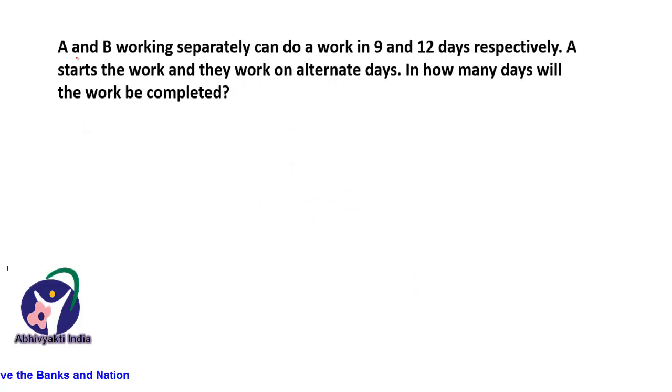The next question is, A and B working separately can do a work in 9 and 12 days. A finishes the work in 9 days. B finishes the work in 12 days. A starts the work and they work on alternate days. In how many days will the work be completed?